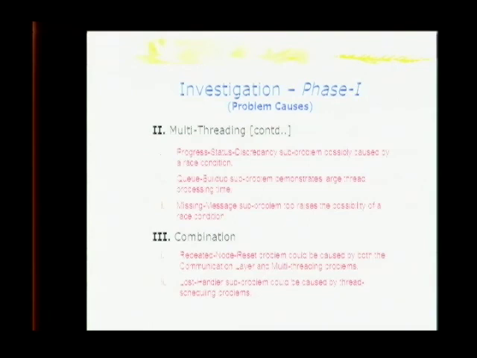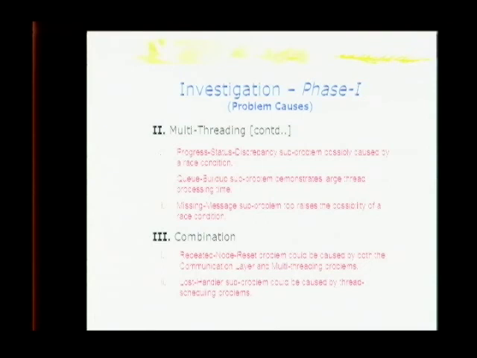So in multi-threading, there was the process status discrepancy subproblem, where we saw that the status is 0, but the node handler log file also said that 90% progress has been reported. This can be caused by a race condition, where 2 threads were trying to access the data structure, and so the latest status was not updated. Similarly, queue buildup shows that the threads processing this were taking a large processing time. Similar is the case with the missing message subproblem.